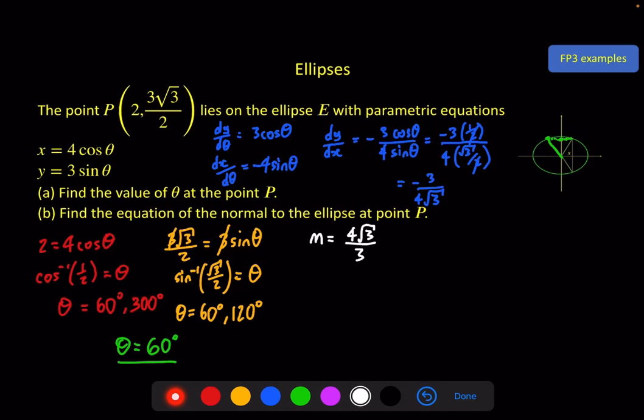Put that into our standard line equation, with the things that we know. y minus 3 root 3 over 2 is equal to 4 root 3 over 3 times x minus 2. And that is the equation of the normal to the ellipse at point P.